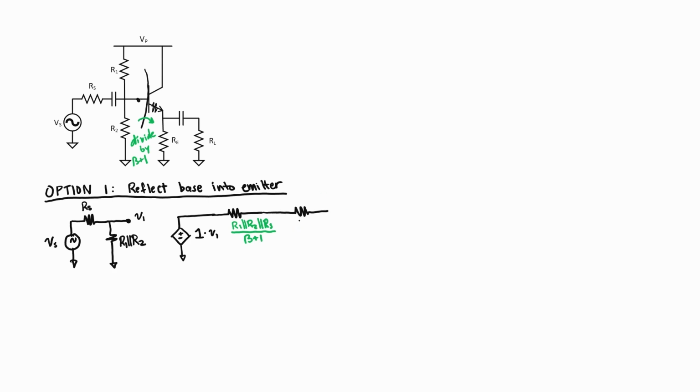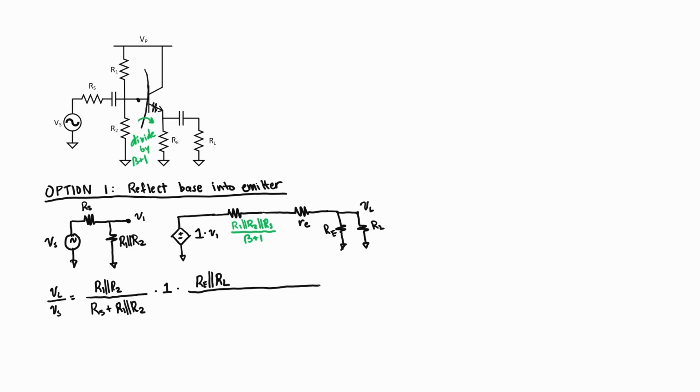We now have the emitter resistance R sub E and a voltage divider with RE in parallel with RL. This is the load voltage, V sub L. From this drawing, I can get an expression for the voltage gain by inspection. We first have a voltage divider at the input side. We then have a gain of 1 coming from the source, and then we have a voltage divider at the output side.